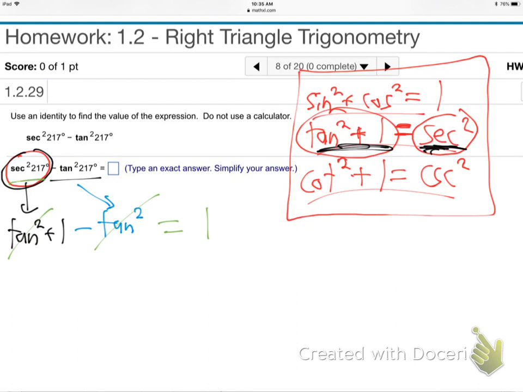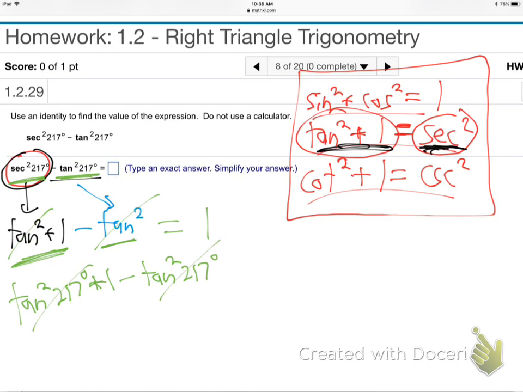So secant squared here became tangent squared plus 1, and then the other tangent squared just came down. Really, I'm being lazy, there's supposed to be a 217 there and a 217 there. But whatever, they're going to drop out. That's really what you're supposed to write. I'm just skipping the angle because I know it doesn't really matter, as long as they're the same.